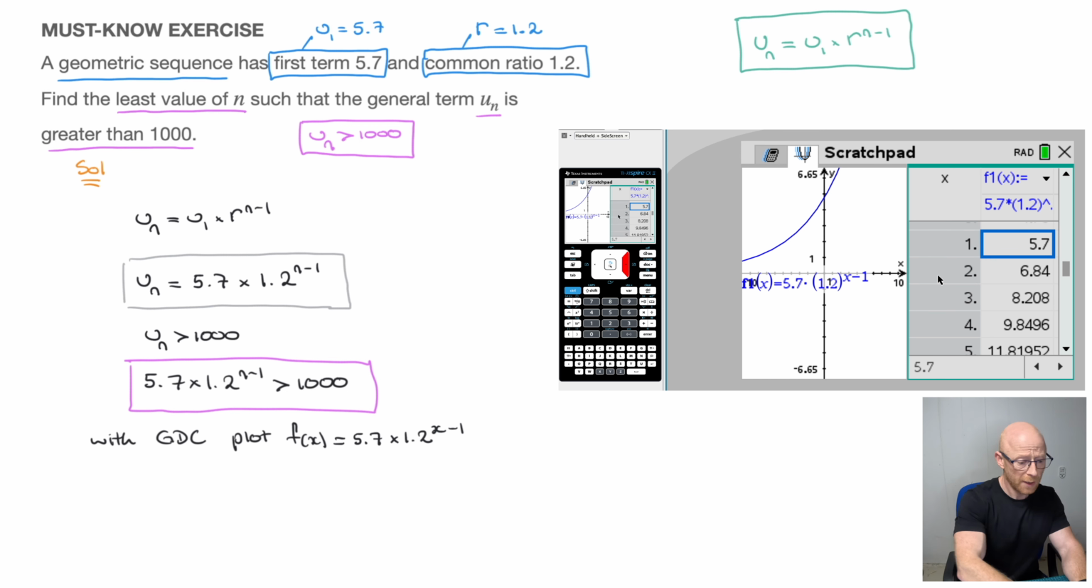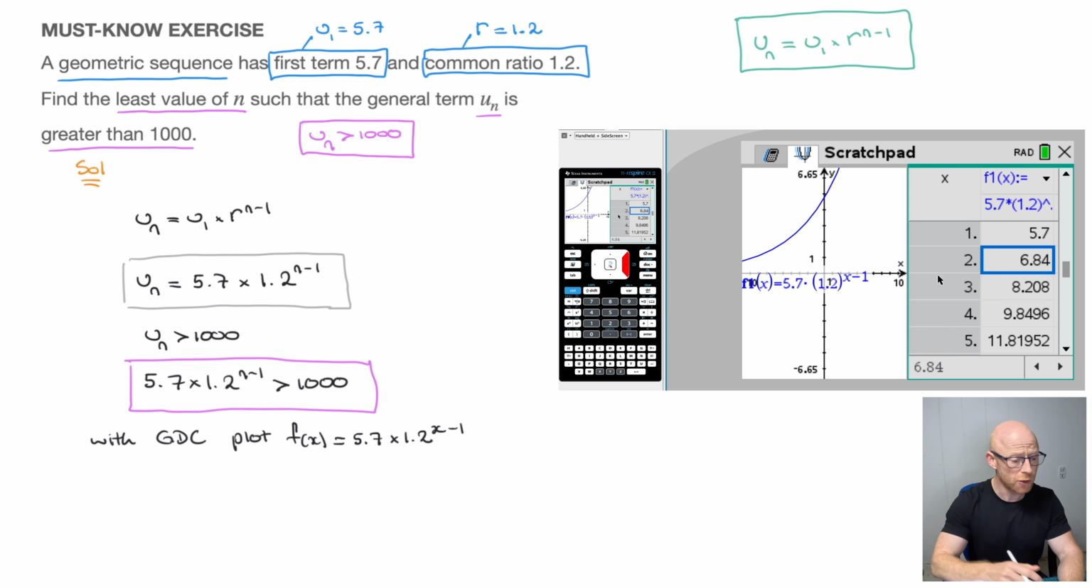In the second column, though, it has the values of f of x, this entire function. So in this context, the values we see for f of x are in fact the values of the terms of our geometric sequence. So when x equals 1, that would represent the first term of our sequence, which is 5.7. Which comes as no surprise, we were told that the first term is 5.7. The second term, which is 6.84, is exactly what we'd get if we multiply 5.7 by the common ratio 1.2. And so thanks to the two columns we have in this table of values, we can effectively find any term we want in our geometric sequence.